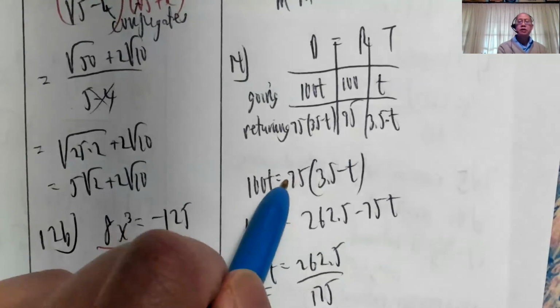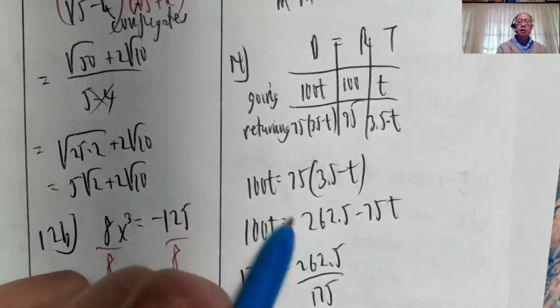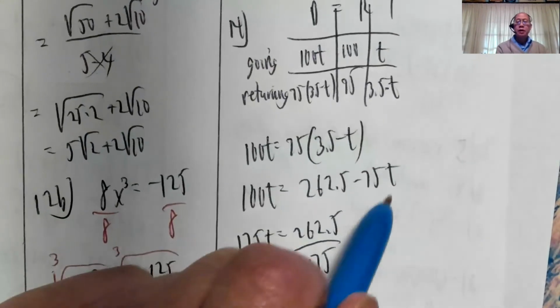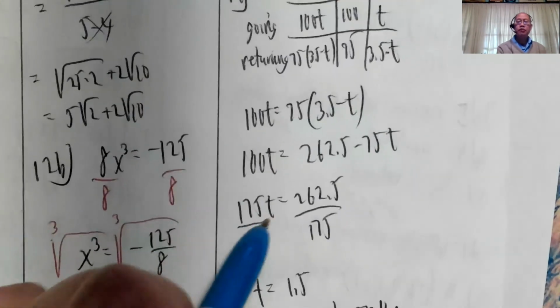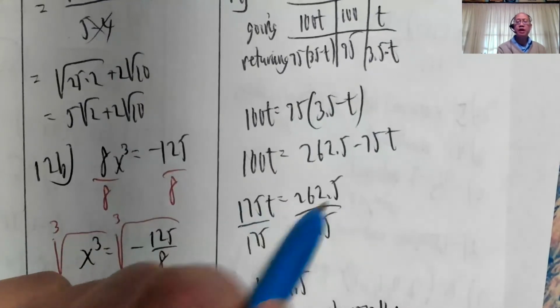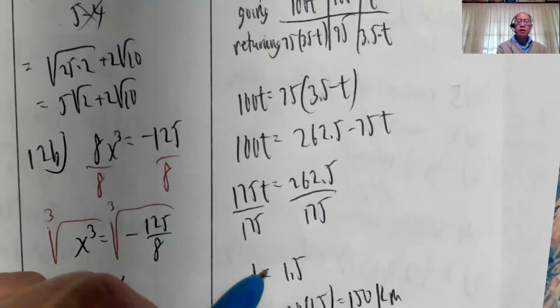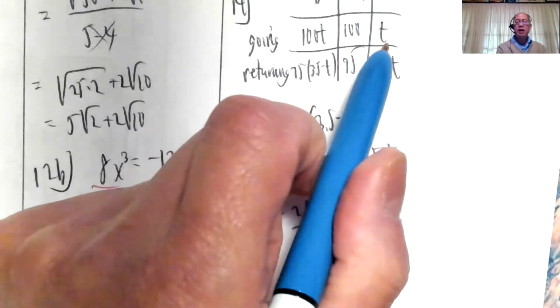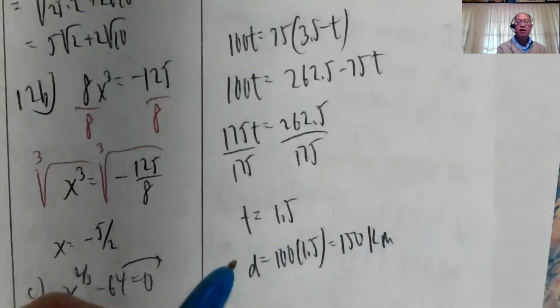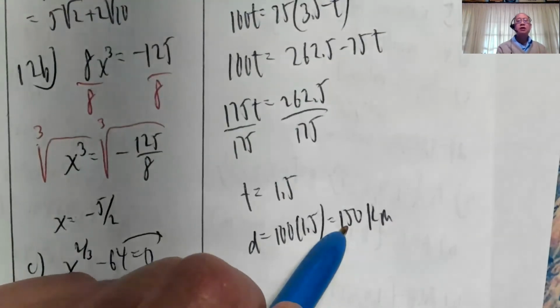100 t equals 75 times 3.5 minus t. Distribute. Add 75t on both sides. 175t equals 262.5. Divide by 175. T is 1.5. Plug back in. So 100 times 1.5. The total distance is 150 kilometers.